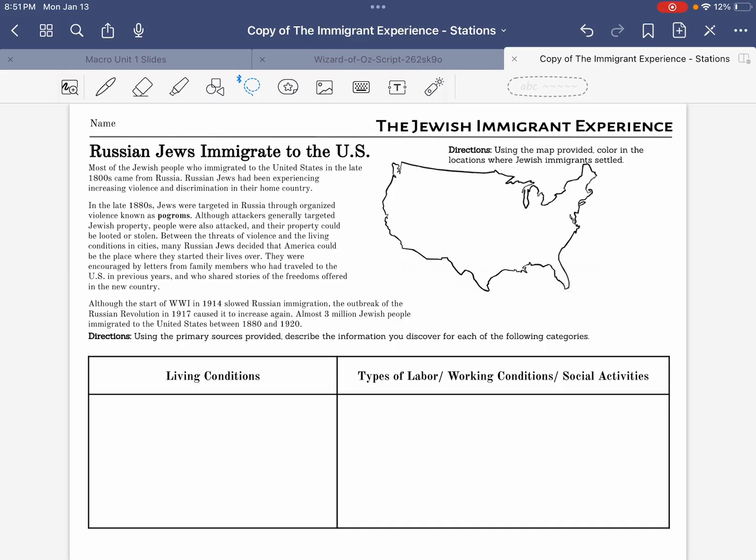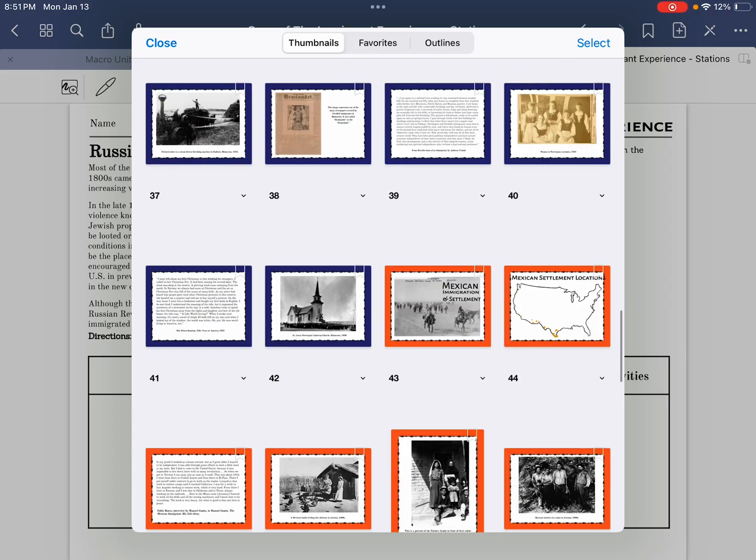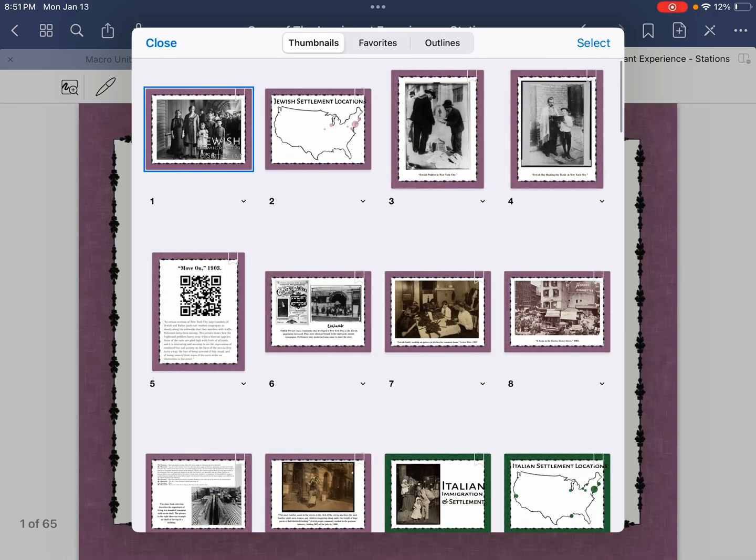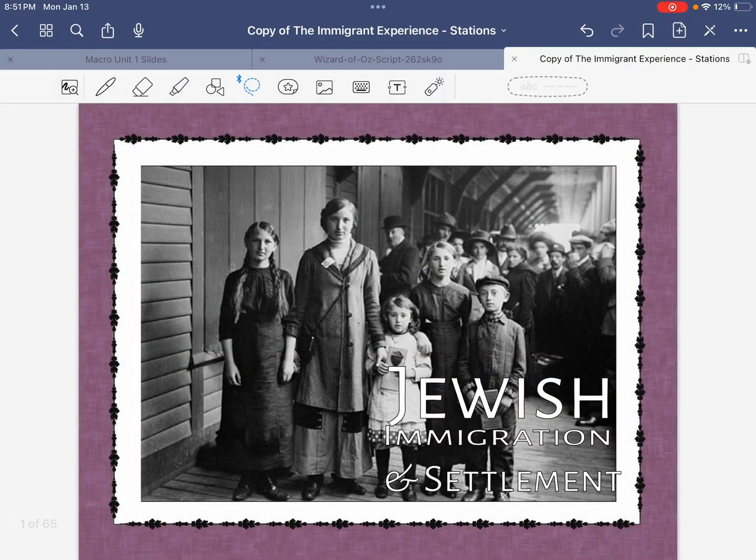So what we're doing today, I have posted two things on Google Classroom. This has pages on five or six different immigrant groups immigrating to the United States during this time period. And I also posted the stations that go along with it. I realized that many of us cannot print at home, which is totally fine. You can view these things at home and then just replicate it on your own paper.